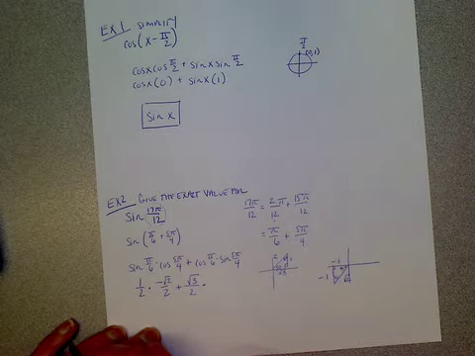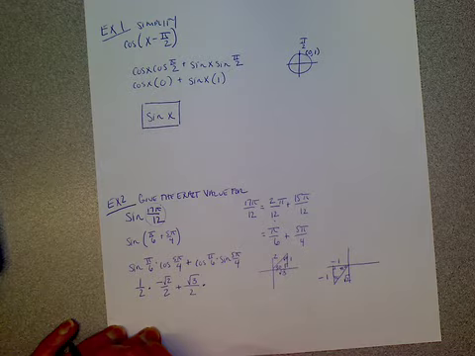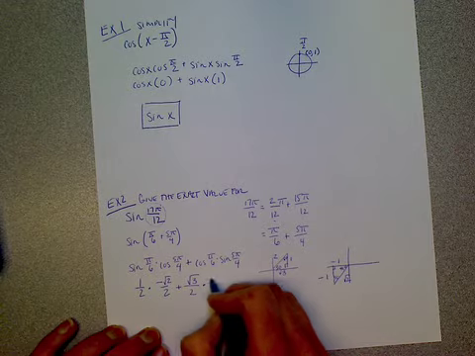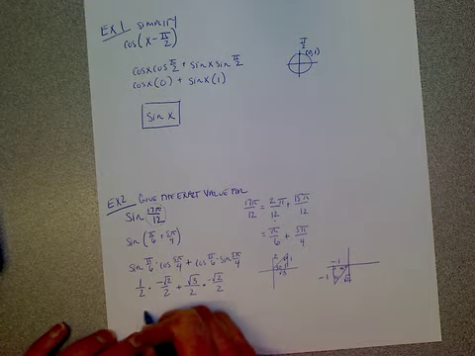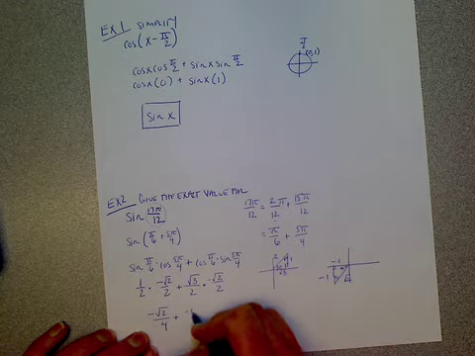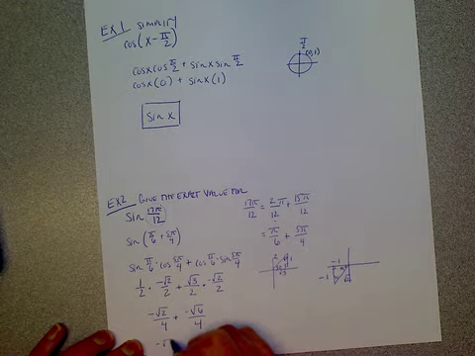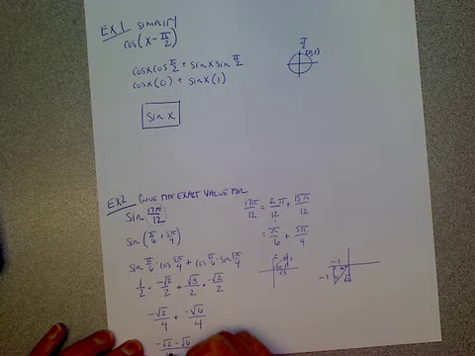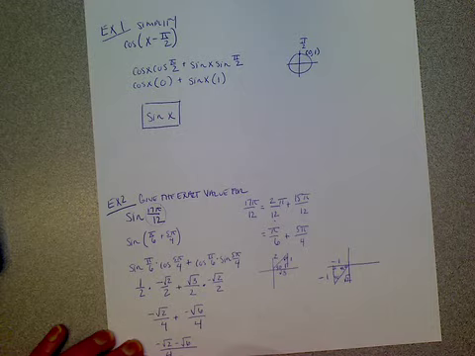times sine of 5 pi over 4, negative root 2 over 2. So I get negative root 2 over 4 plus negative root 6 over 4, which becomes negative root 2 minus root 6, all over 4. And you can't see the end there, sorry about that.